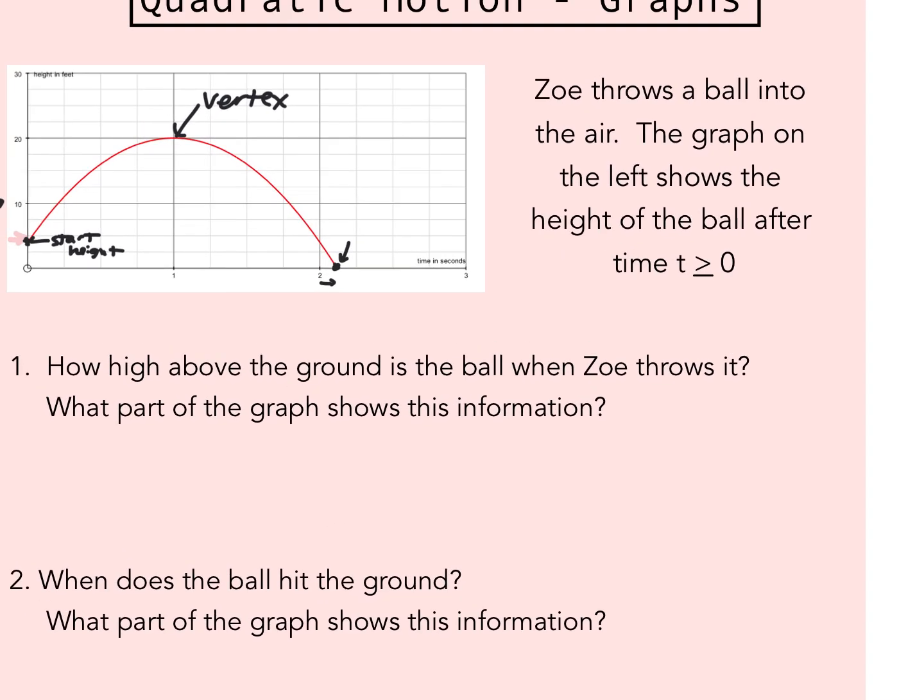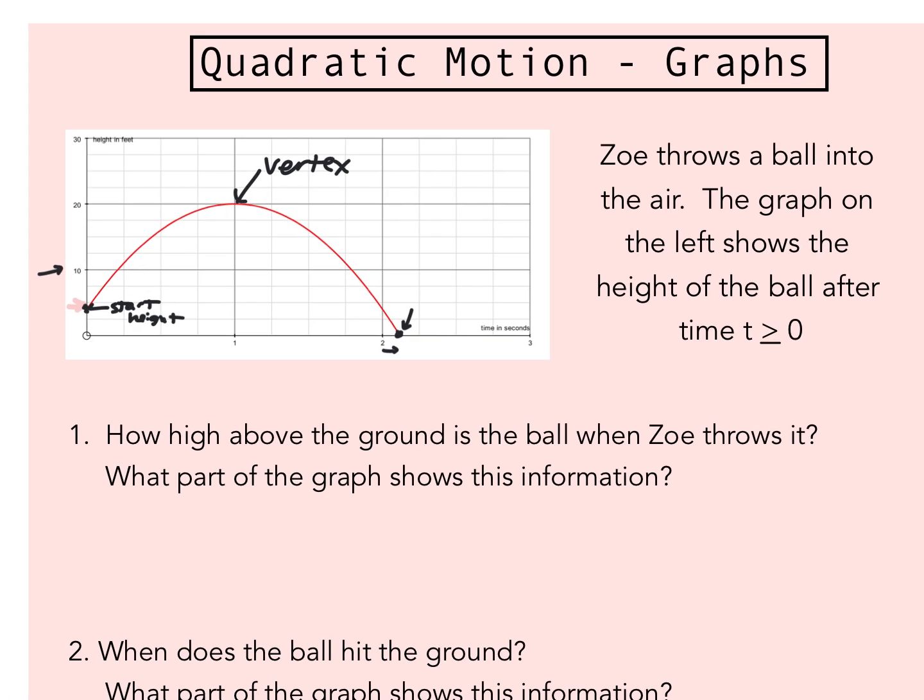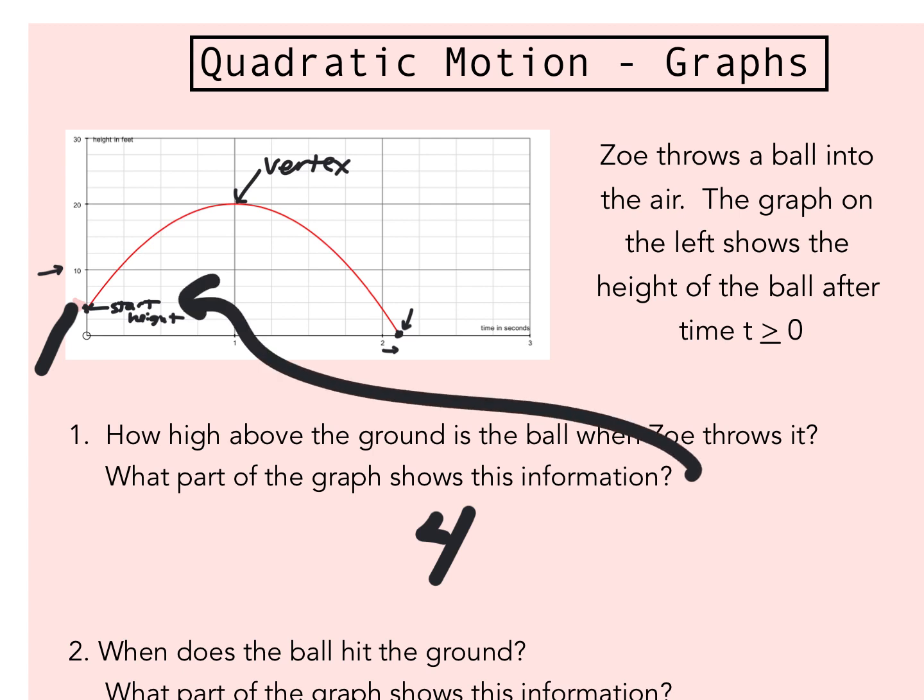So, first question is super simple. How high above the ground is the ball when Zoe throws it? That's right there, and it looked like it's about 4 feet. Part of the graph, that part. It's also called the y-intercept.